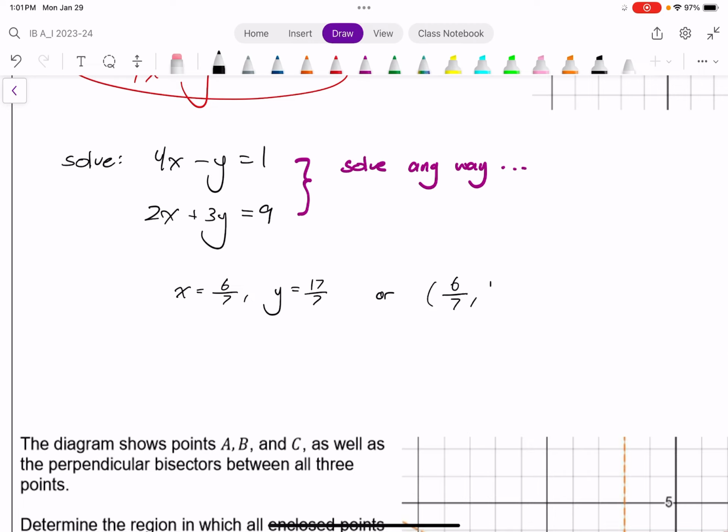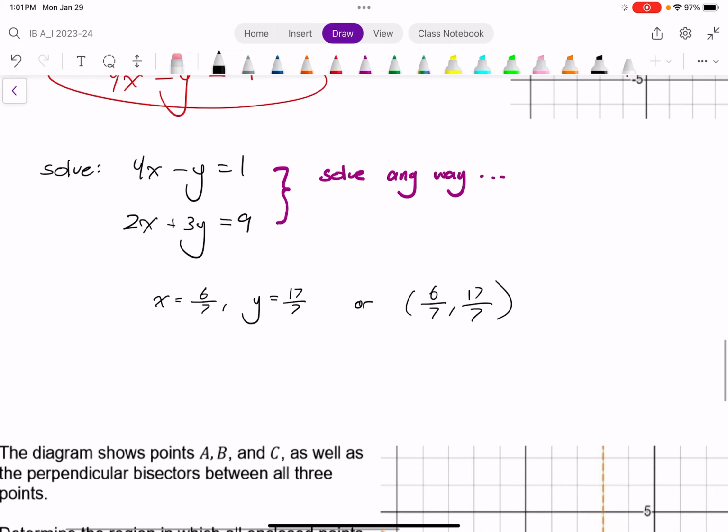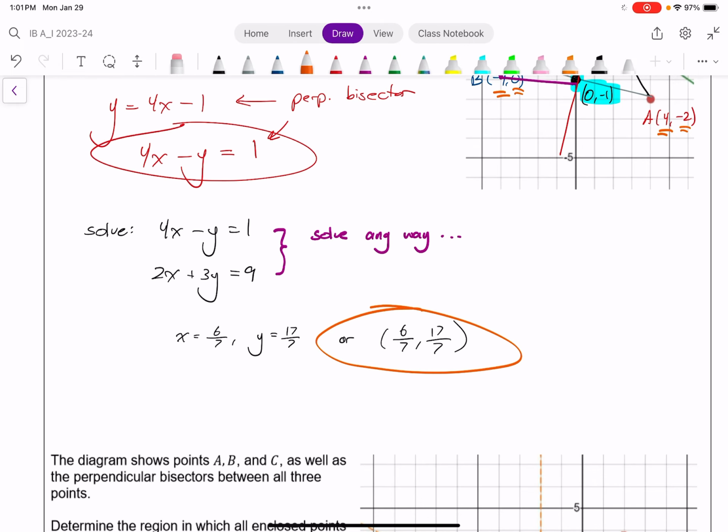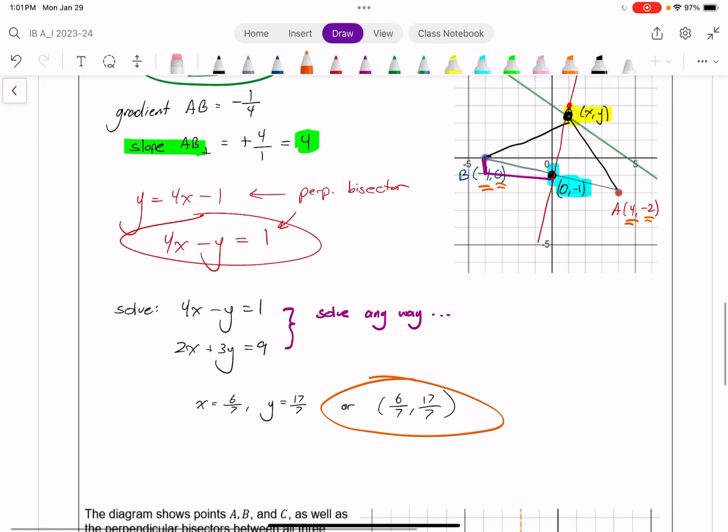6/7 and 17/7. Considering the answer here, these are not whole numbers, and sevenths are definitely annoying to decimalize. I would highly recommend just using your simultaneous equation solver in your GDC. It is going to be faster. And again, that's the point of this course, that we can use technology to solve these sort of problems.